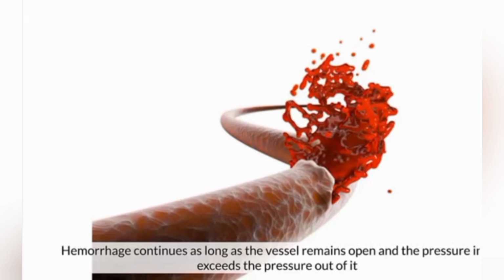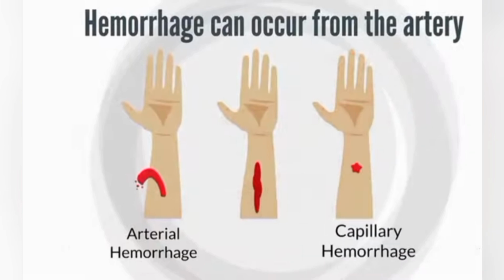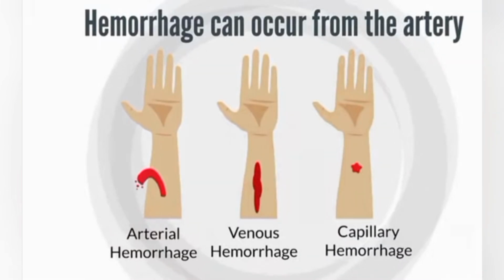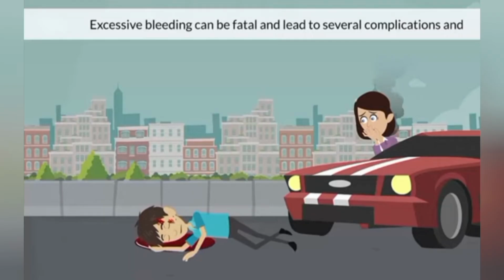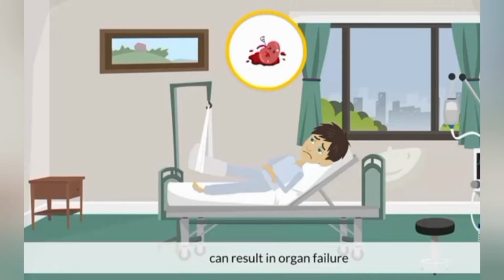Hemorrhage continues as long as the vessel remains open and the pressure in it exceeds the pressure outside of it. Hemorrhage can occur from an artery, or arterial hemorrhage, a vein, or venous hemorrhage, or capillaries, or capillary hemorrhage. A healthy person can endure a loss of 10 to 15% of the total blood volume without any serious medical difficulties. Excessive bleeding can be fatal and lead to several complications and can result in organ failure.